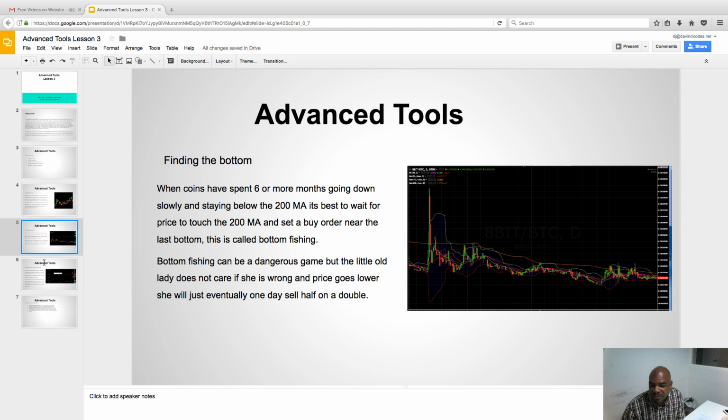Projecting how high price can go. Now that's the fun part, because you're thinking, wow, this is cool. I want to see where price can go so I can make some money. How much money am I going to make? Well, first off, it's not a guarantee, of course.